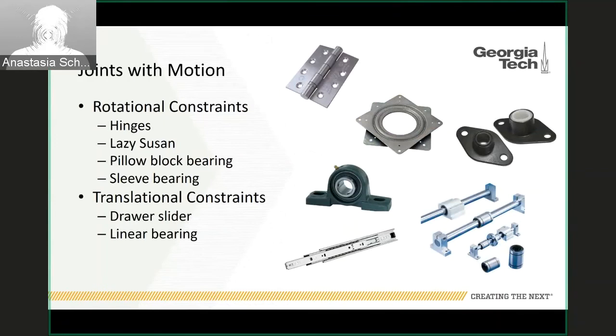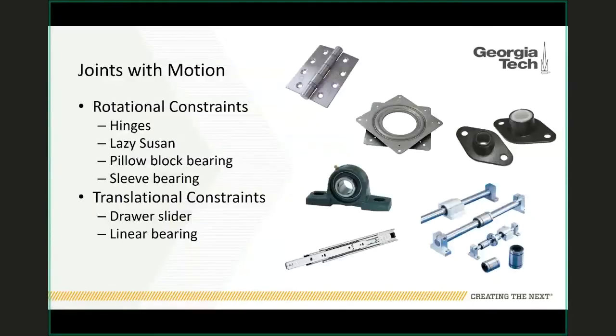Some other ways that you can use joints to get the motion that you want is by enforcing constraints on them. So the first way is rotational constraints. You can use things like hinges, a rotating Lazy Susan, and then a pillow block bearing. That's the turquoise one. Those are really expensive, not in your budget, but it's an example.